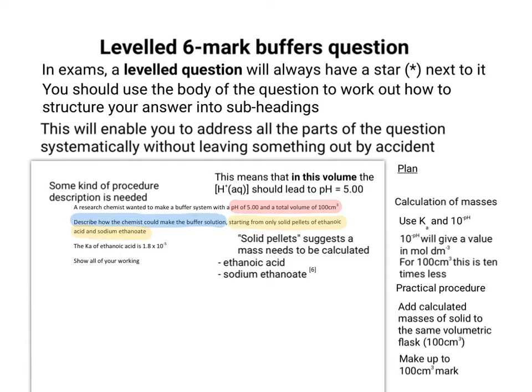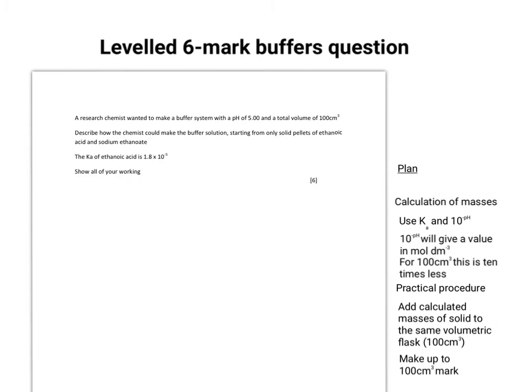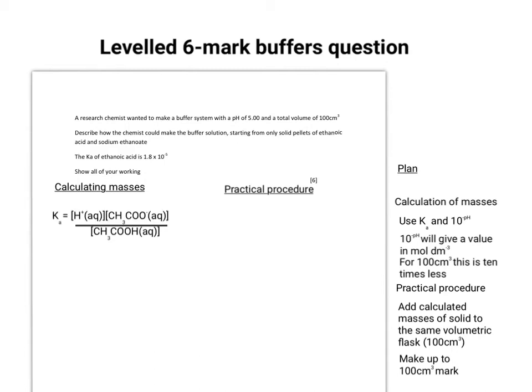Now we can structure our answer according to what we've planned. Now we've planned it out, we can start looking at it with fresh eyes. I've cleared all the annotations away to make it nice and easy to start. I'm going to split my page into two sections: my calculating masses section and my practical procedure section. Let's start with the calculating of masses. If I start with my Ka expression, I can now put in some numbers that I'm given in the question.